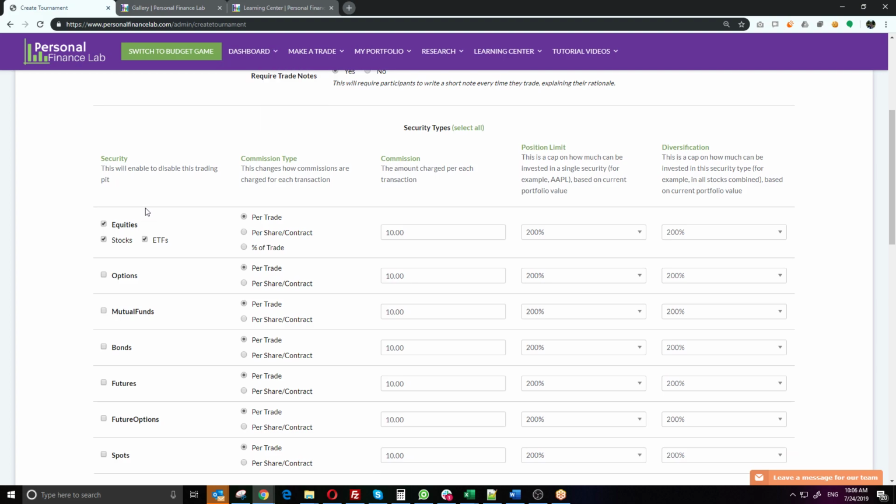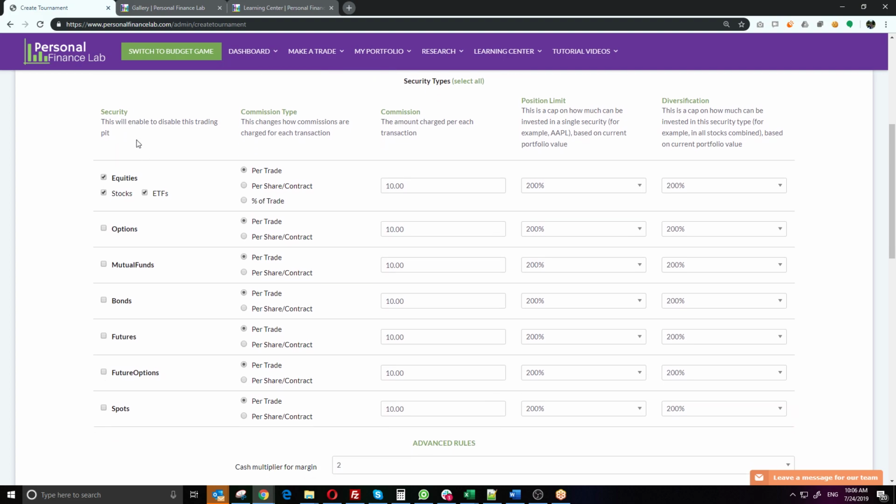You have a lot of settings for what the students can actually trade. So stocks and ETFs, options, mutual funds, bonds, futures, spots and forex, all that kind of stuff. For each security type, you can set the commission structure, and you can also put limits on how the students have to diversify.